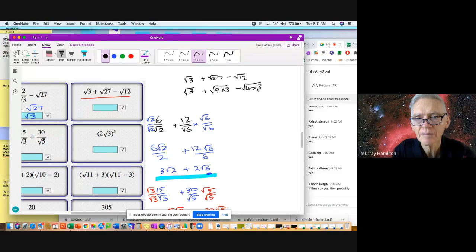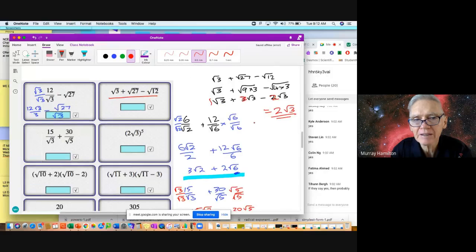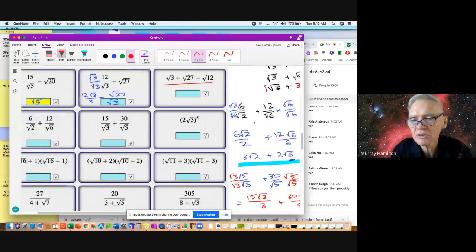So I can go that this is root 3 plus, I can take the square root of 9 as 3, plus 3 root 3 minus, and this is 2 root 3. So what I'm doing is I've got 1 of these plus 3 of these, that's 4, minus 2 of these, the answer is 2 root 3. That's simplifying surds, leaving them in surd form. We need to be good at that for this topic. Put OK in the comments if you are OK with that before I go on to the next bit, because I don't want to lose you.